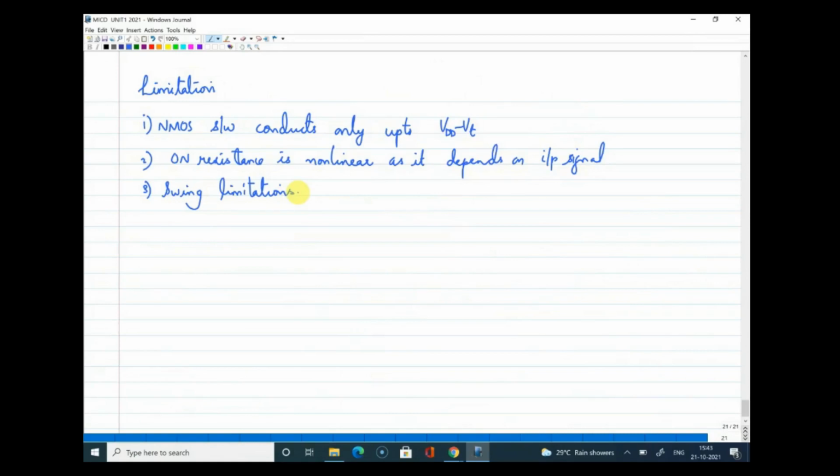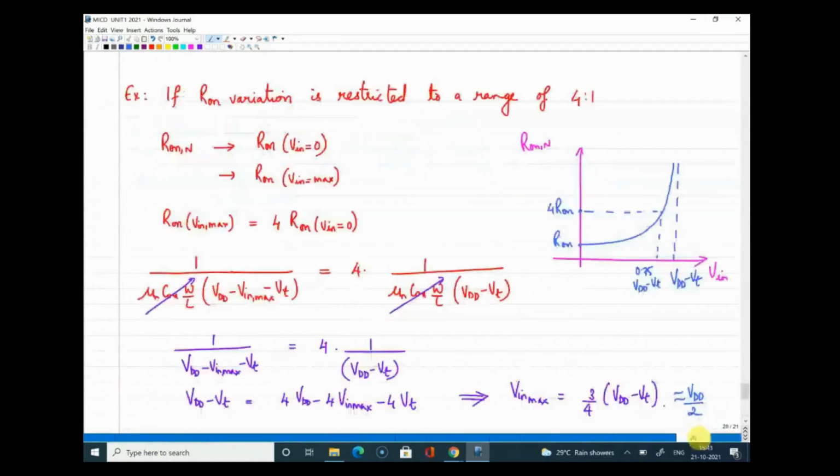All right. Now, as I mentioned, V in max, the maximum voltage, is only 3/4 of VDD minus Vt. So there are techniques that we will see towards the end of this unit, which we use to make this NMOS switch conduct better. Such techniques are called bootstrapping techniques, where we will drive the gate voltage up to twice of VDD. We will see that towards the end of unit 1. That is one method called bootstrapping, where we can better utilize this NMOS switch.